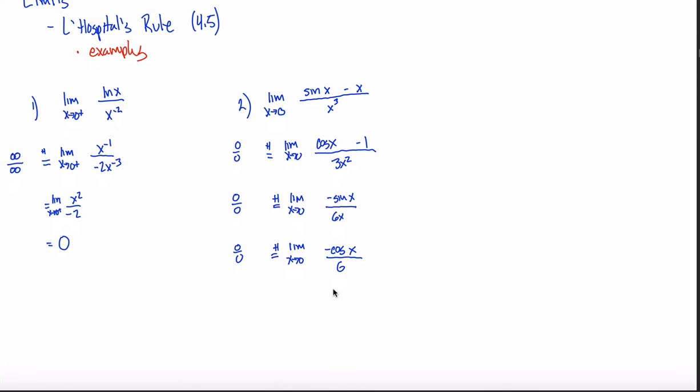And I think finally we've gotten to a limit that we can evaluate without using L'Hopital's rule. As x gets close to 0, the cosine of 0 gets close to 1, so I have negative 1 up in the numerator and 6 down in the denominator. This limit is equal to negative 1/6.